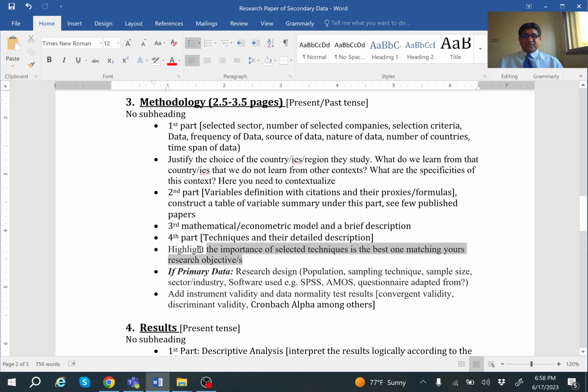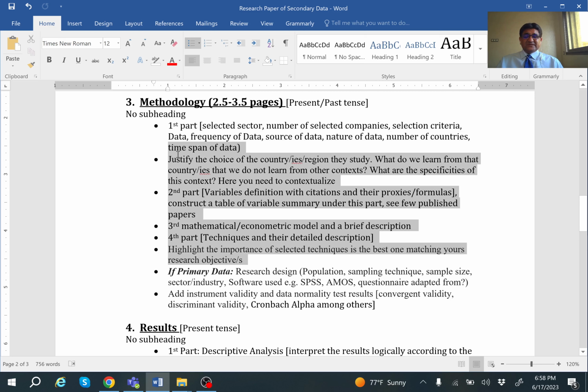You need to provide the justification why these techniques are more important as compared to other techniques, and also write the objective of each technique, why each technique is being used in your research, and how it is relevant with the objective of your research. You need to identify the importance of the used techniques, why they are the best techniques and why they are the most relevant to your research.